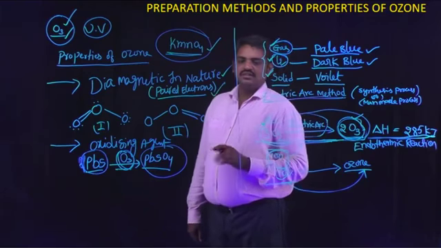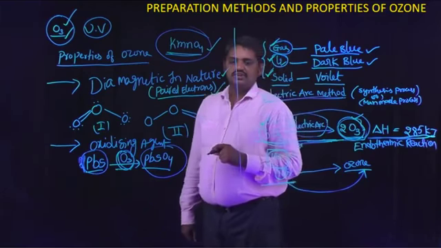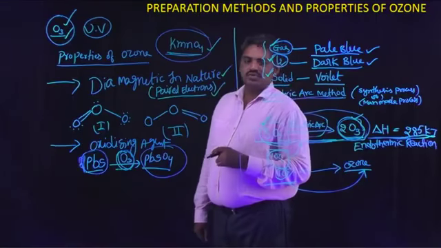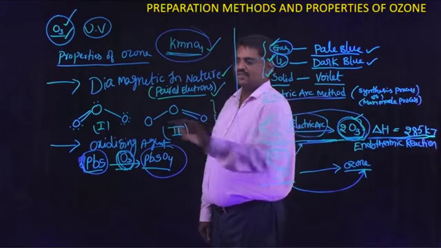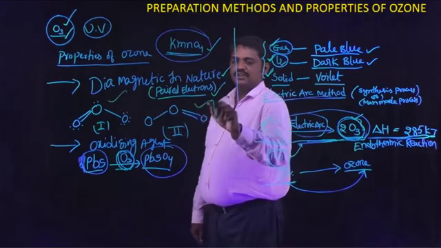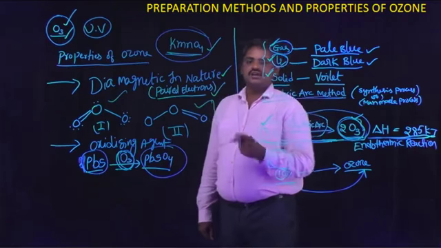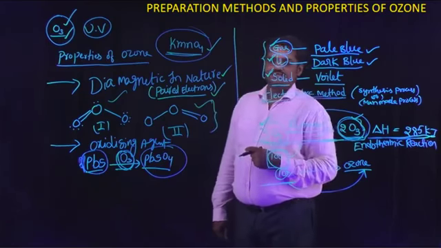Next, the structure. The ozone molecule has an angular structure. It exhibits 2 types of resonance forms. This is the first resonance form, and this is the second resonance form. Next, uses of the ozone molecule.